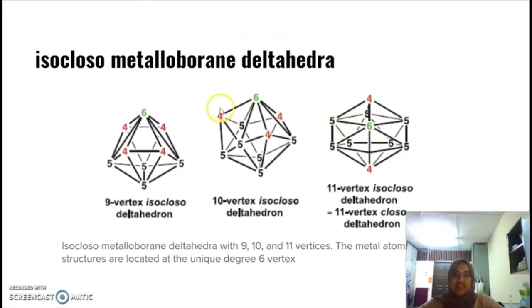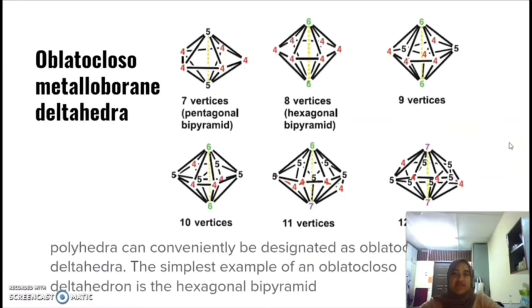This structure is not like a spherical structure, and the metal atom in this structure is located at the unique degree 6 vertex, which is here. And the other structure of the metalloborane is the oblato-closo metalloborane deltahedra. This structure results from the boron atom located at the degree 4 vertices point on deltahedral surfaces of highest local curvature, resulting in a flattened structure. So that's all from me.